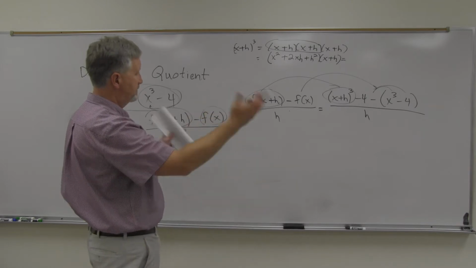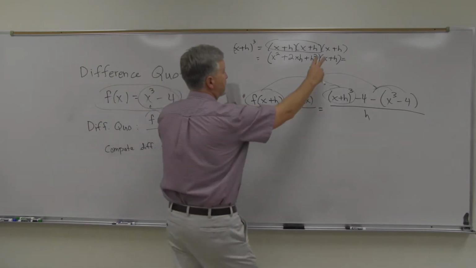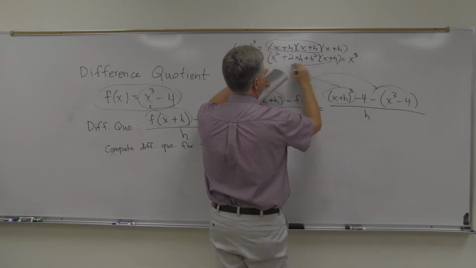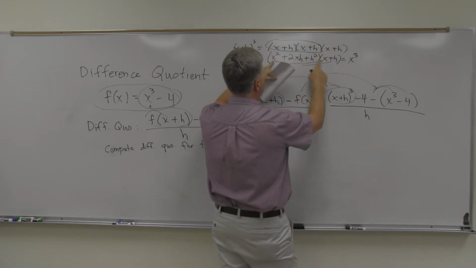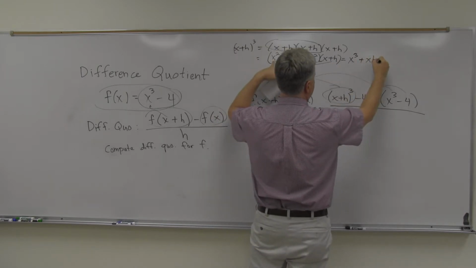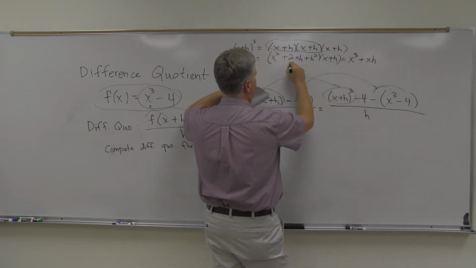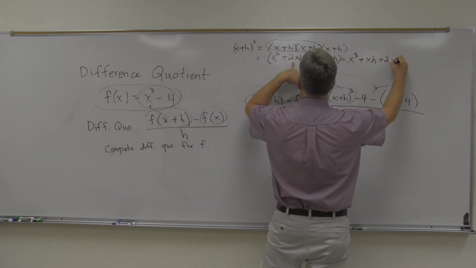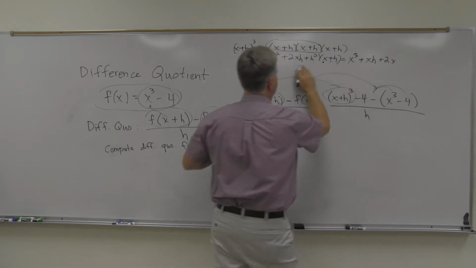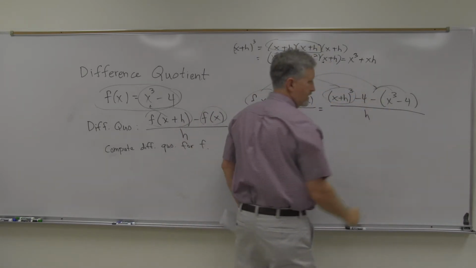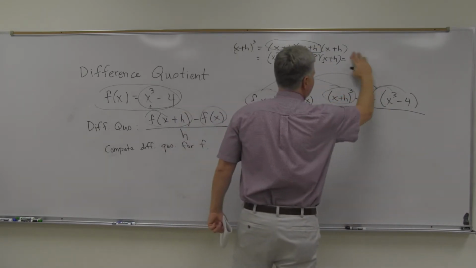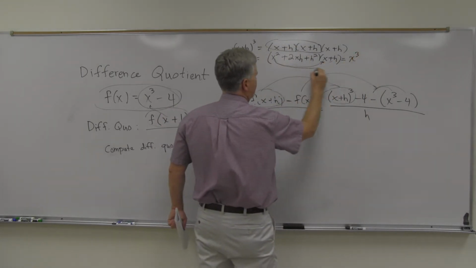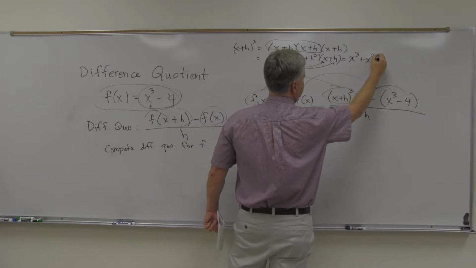And then multiply all that by x plus h. Bring that one down. Let me redo that. Take number 2. We got x squared times x, so that's x cubed. And then x squared times h is x squared h.